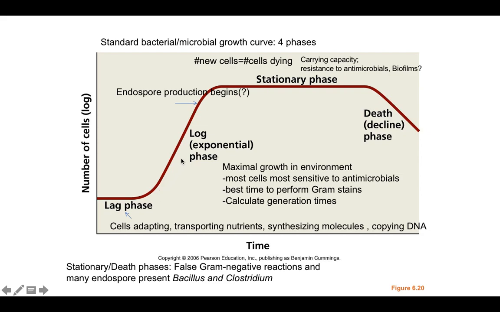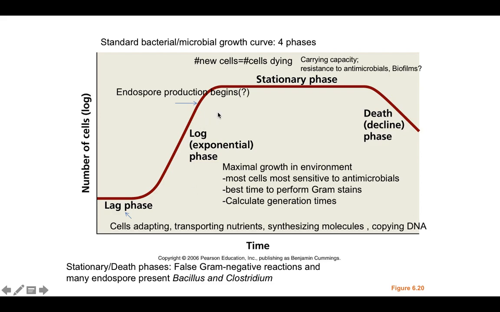And this is called the log or exponential phase. This is when we would calculate the generation time or doubling time. It's the time when the cells are most sensitive to antimicrobials or antibiotics, in the log or exponential phase. It's the best time to do a gram stain because a gram-positive bacteria's peptidoglycan shouldn't have any holes in it yet. As we said, it's the best time to calculate the generation time.